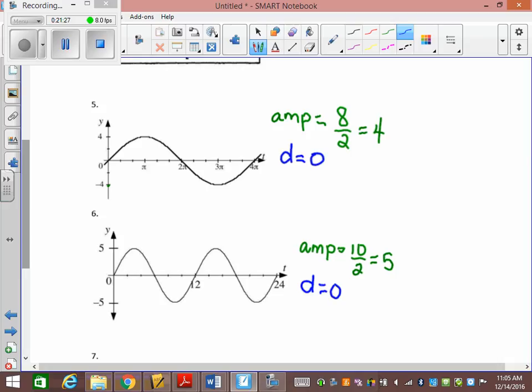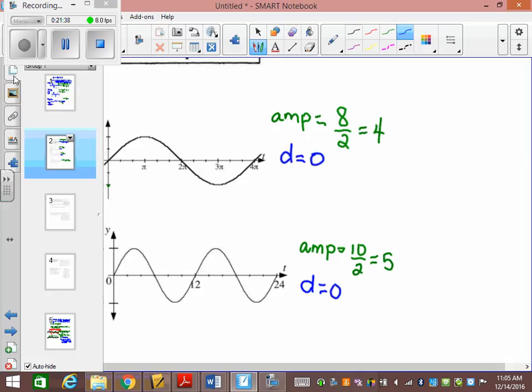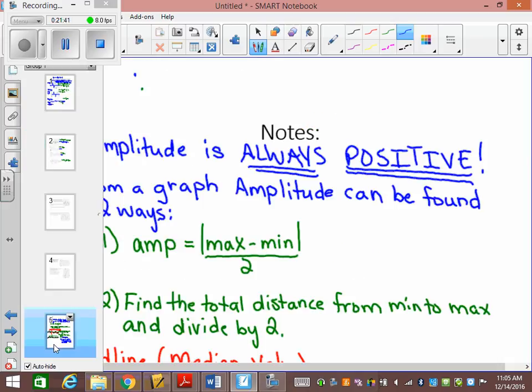Okay? The hardest part to find for you guys is going to be the b value, because you have to find the period, and there's no set way that always works forever to find the period. Pay attention. I don't want to lose you. Go to the back notes section.